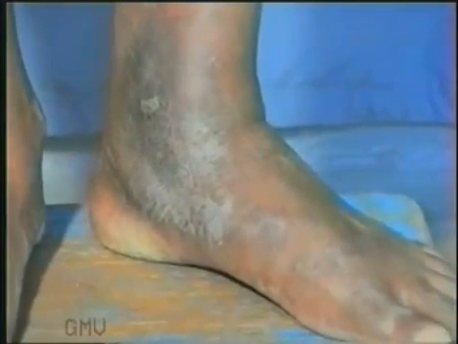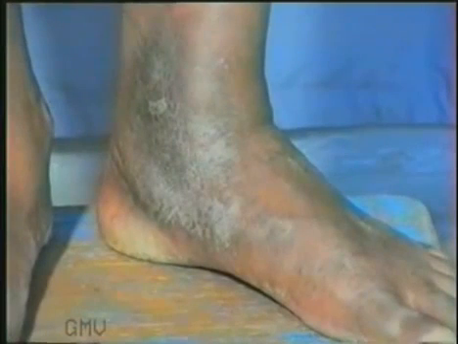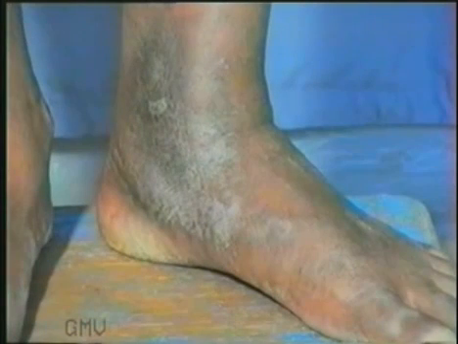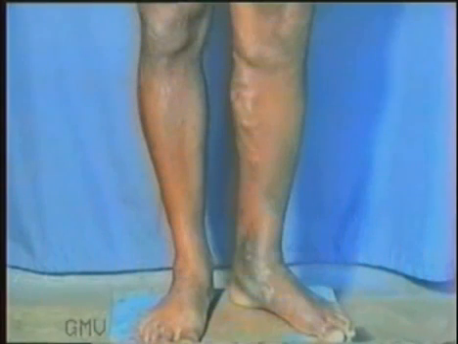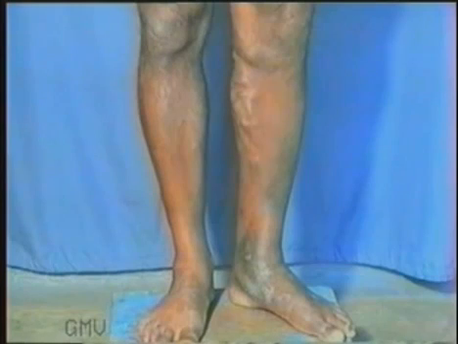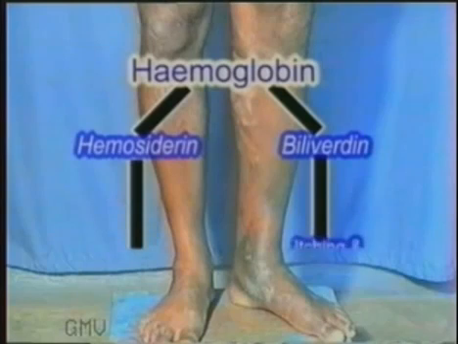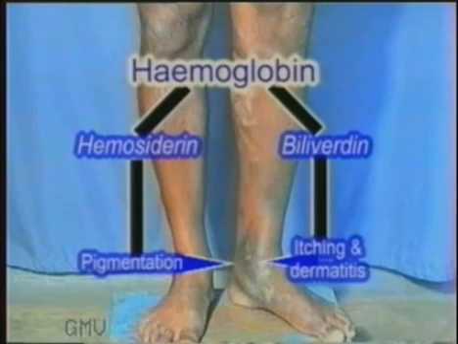Now inspect the skin over the medial aspect of the lower third of the leg for pigmentation, edema, oozing or ulceration. These are changes in the skin due to the back pressure in the veins and capillaries which forces the RBCs out of the vessel walls. The RBCs are broken down by macrophages and from the breakdown products of hemoglobin, hemosiderin produces black pigmentation while biliverdin produces irritation and itching leading to dermatitis.